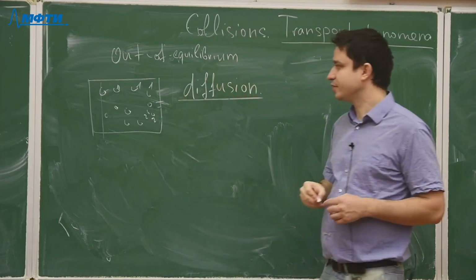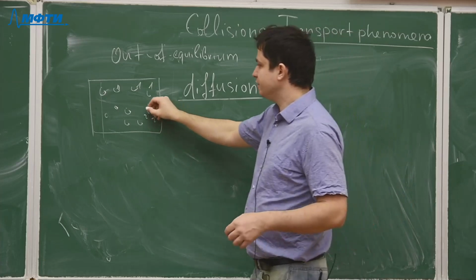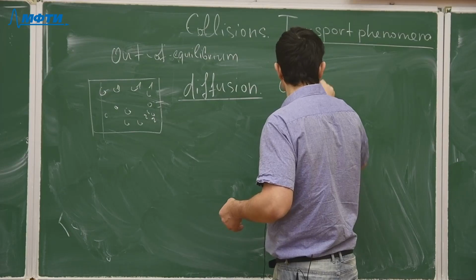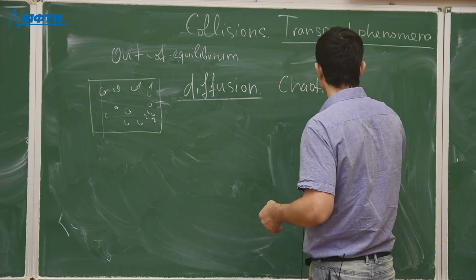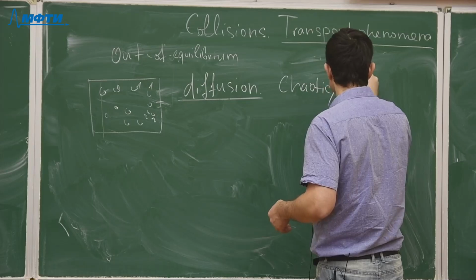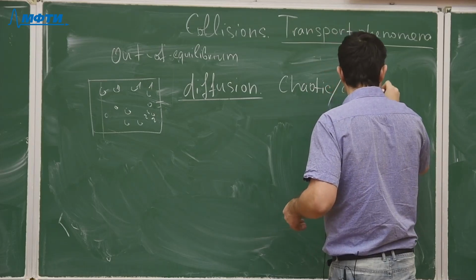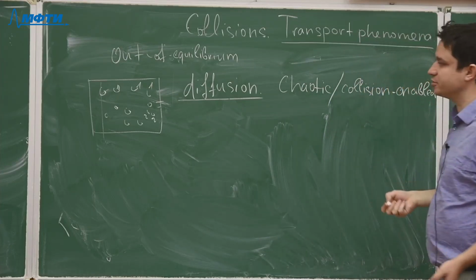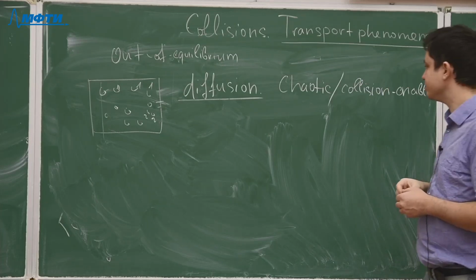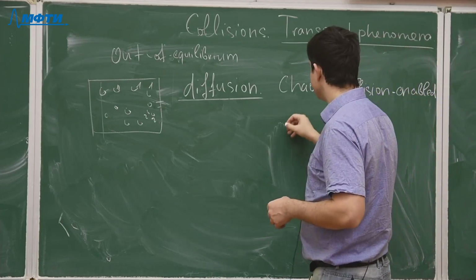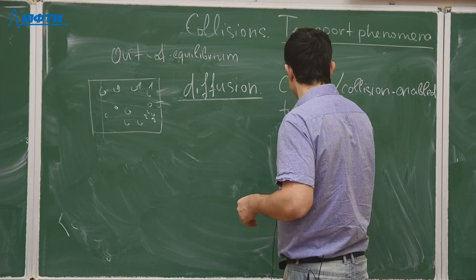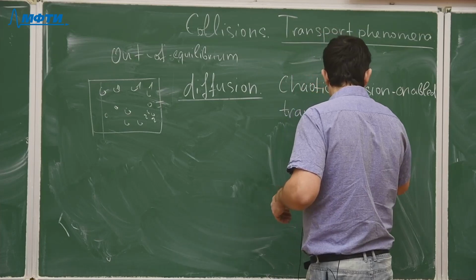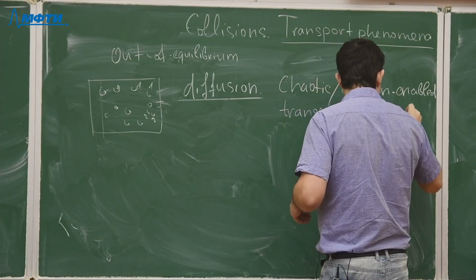That's diffusion. So in here, the diffusion is a chaotic, or I can say collision enabled, which means that the process which is enabled by collisions between molecules, chaotic and collision enabled transport of molecules.